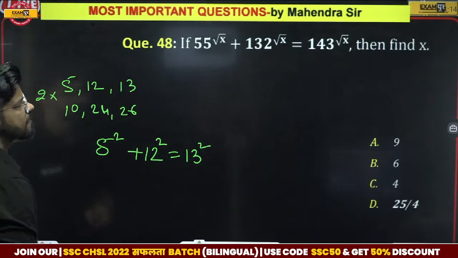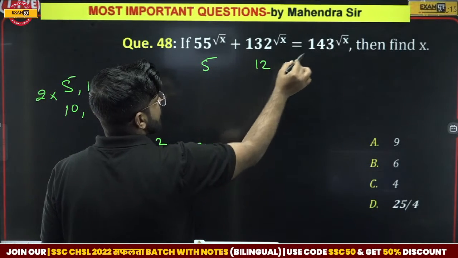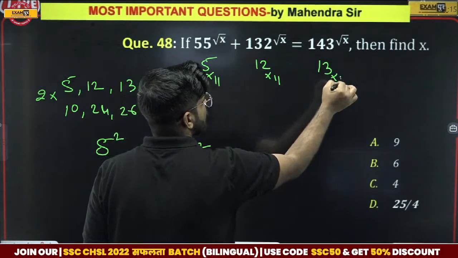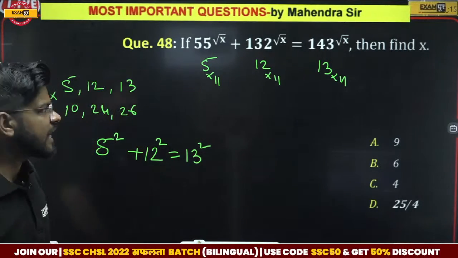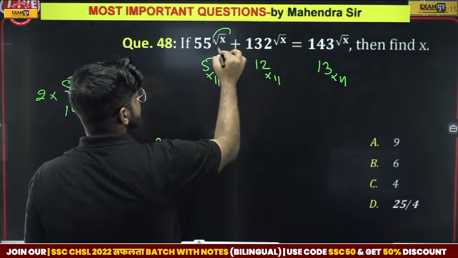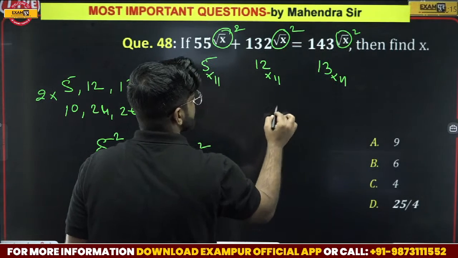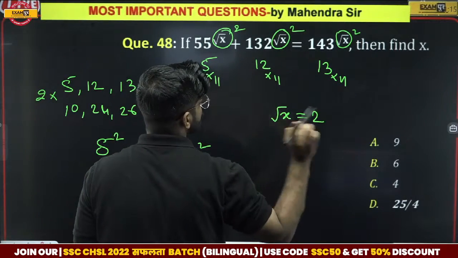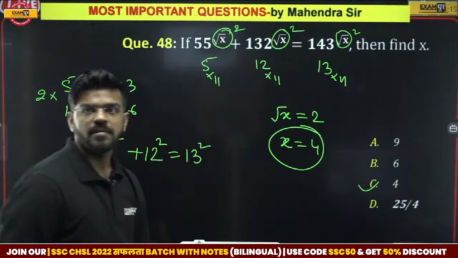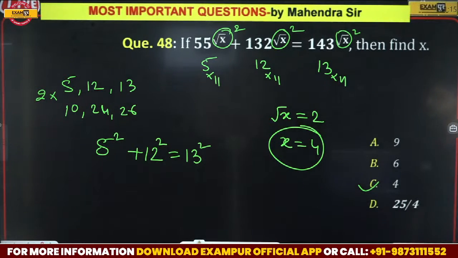So we can see that here it is nothing but 5, 12 and 13, which is multiplied by 11. Yes or no? Multiplied by 11. That means here is the triplet of 5, 12 and 13. That means this root x is nothing but the square, and if you know that, root x is equal to 2. That means x is equal to what? 4. That means x is equal to 4. Clear to all of you?